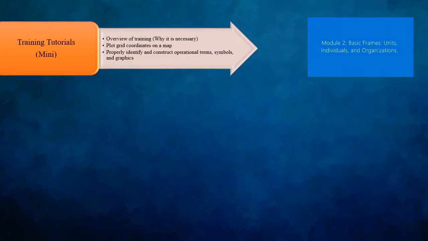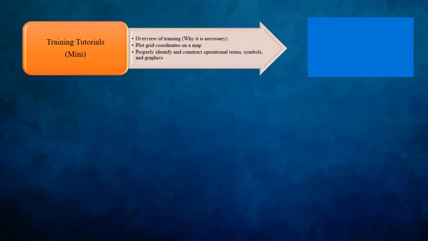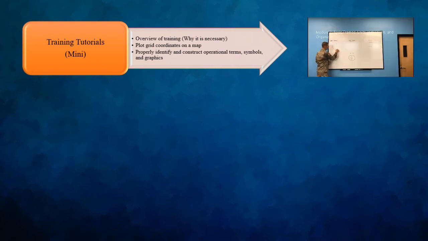Training tutorials. Battle Staff Non-Commissioned Officer course facilitators and instructors will provide many training tutorials that will cover instructions and demonstrations to enable users to achieve the key learning objectives and key content points of plotting grid coordinates on a map and proper identification and construction of operational terms, symbols, and graphics.